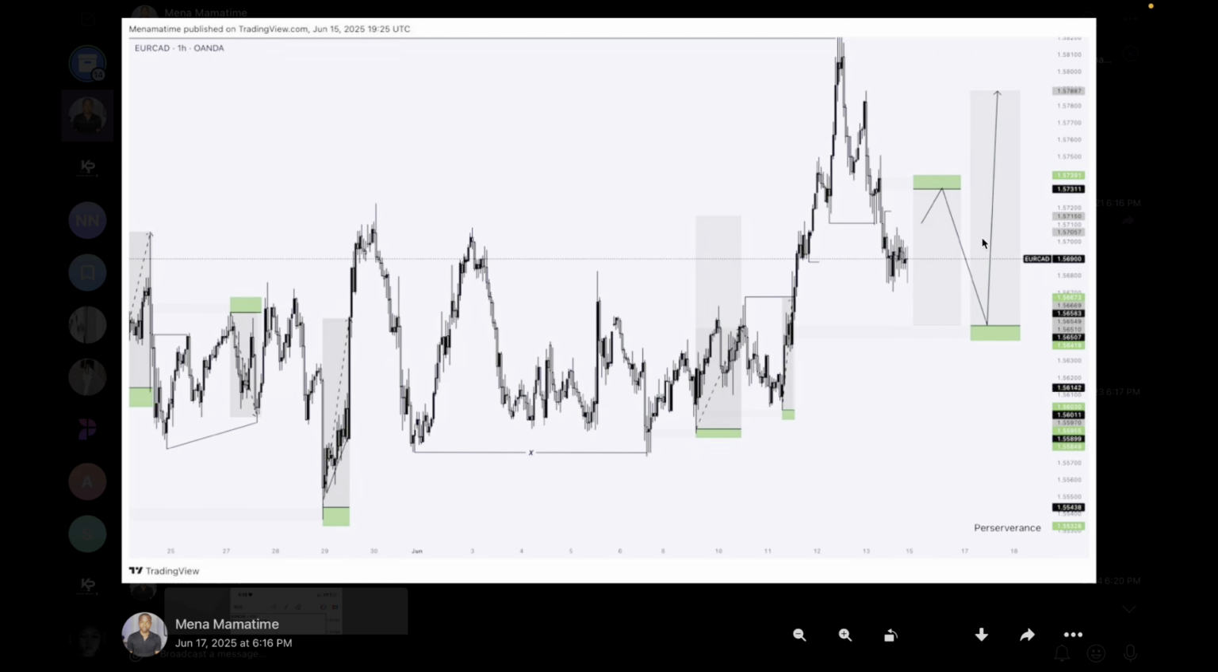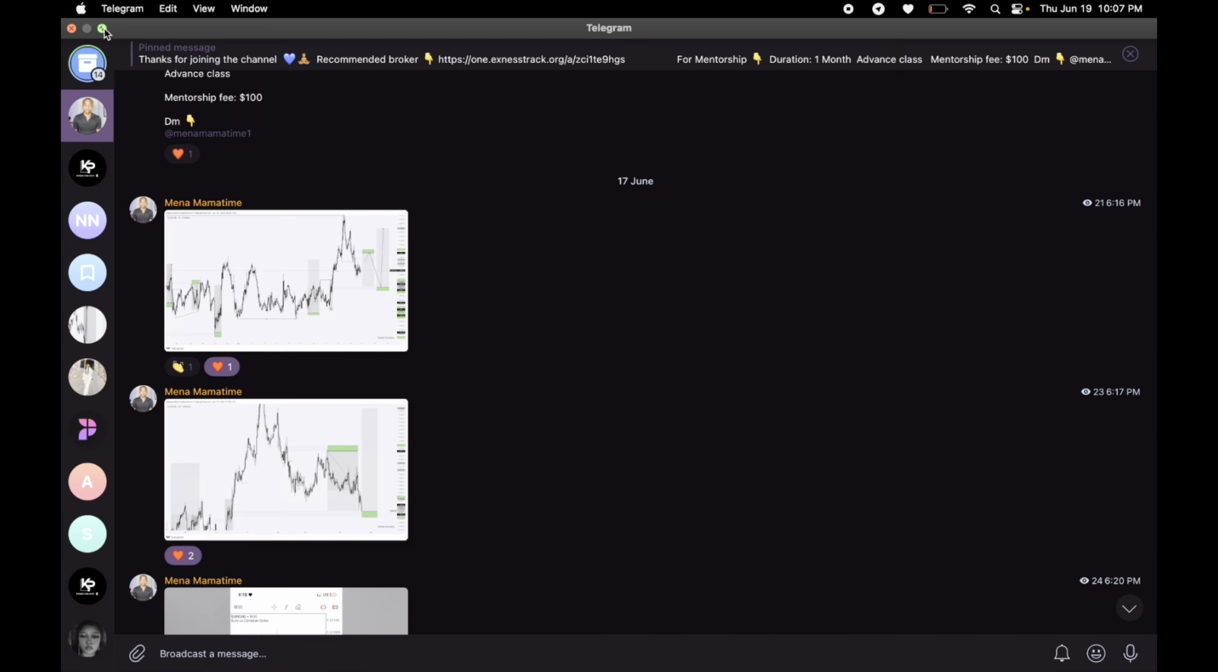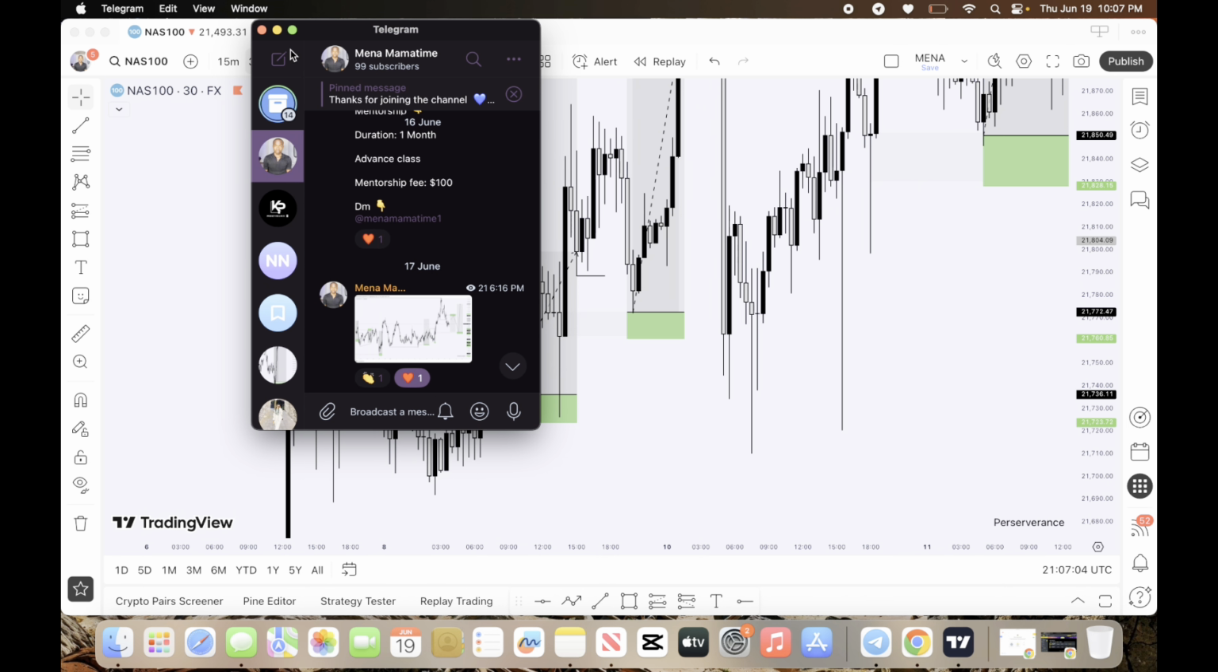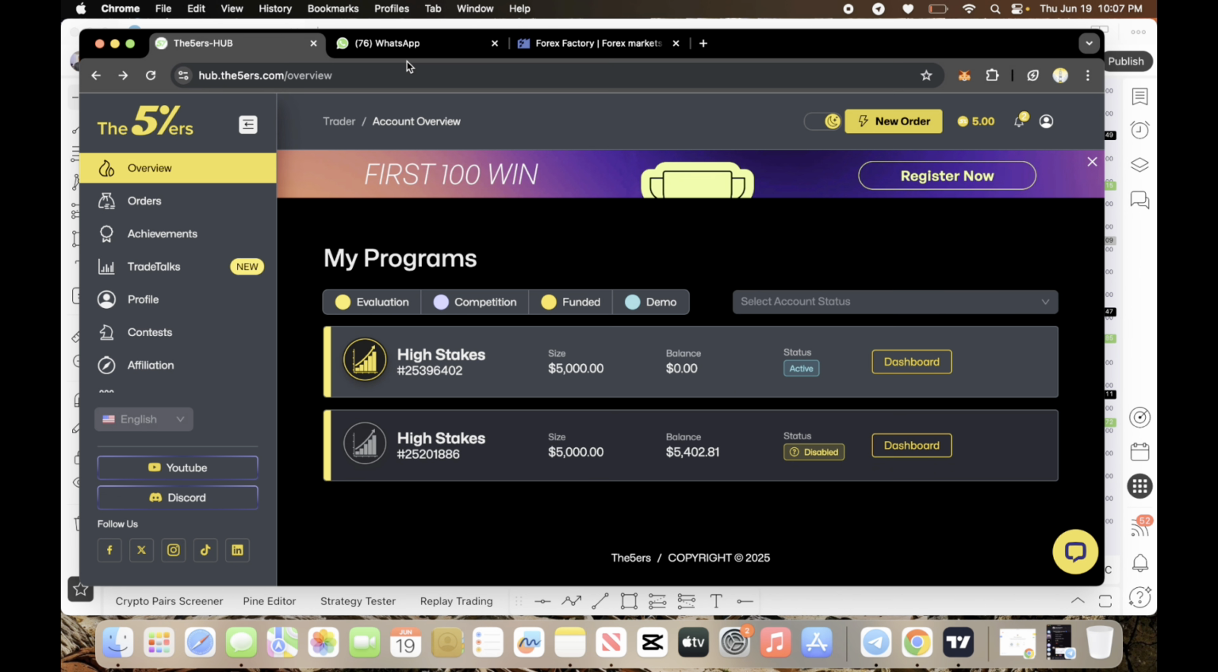So here is the before of the Eurocard trade. Price is to come tap into the sell, come tap into the buy, and then move to the upside. Now let me show you the same trade that my students actually caught, exactly the same trade, right?